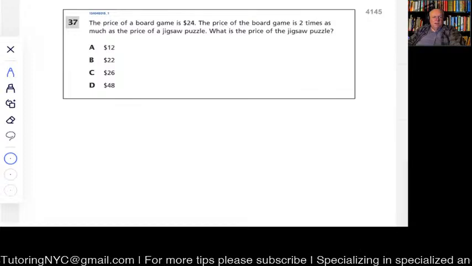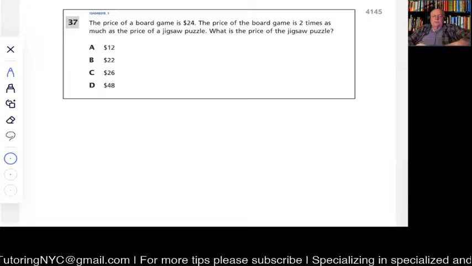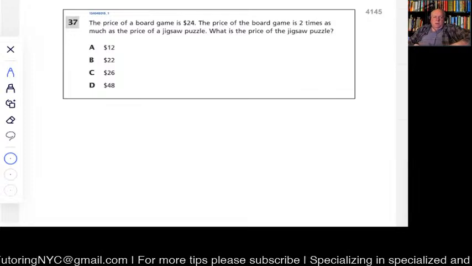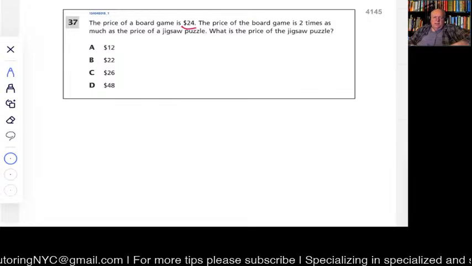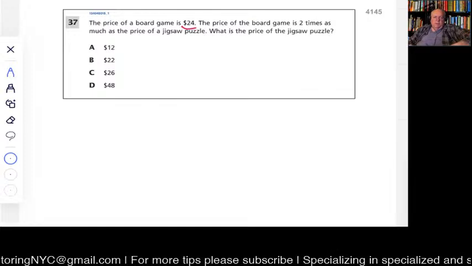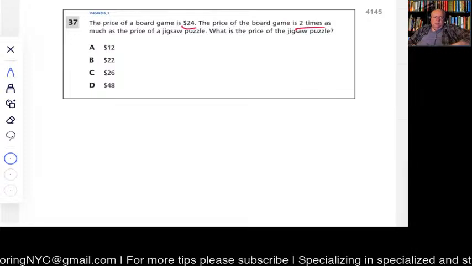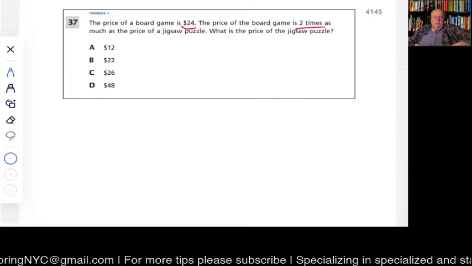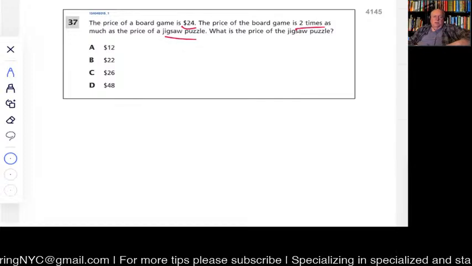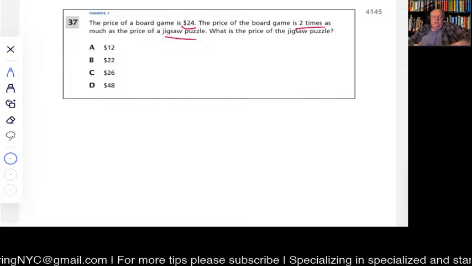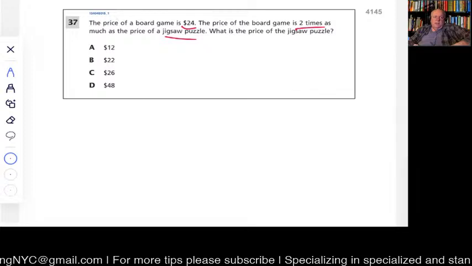So let me go back to this. So the price of the board game is $24. Okay. So we're always trying to note what they give us. A board game is $24. The price of a board game is 2 times as much as the price of a jigsaw puzzle. Okay. What is the price of the jigsaw puzzle? So let's take this again a sentence at a time.